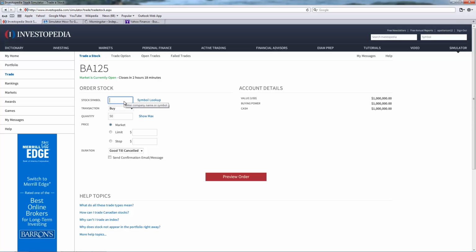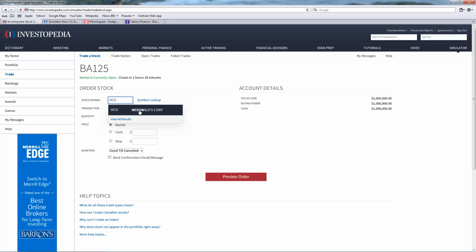Okay? Looking up a symbol, you could do a symbol lookup here and it'll pop up a new screen and you can look up companies. Or you could just populate this box here. So if I want to buy McDonald's, I have to make sure I put the stock symbol, not the company name. This is the stock symbol on the left. It's usually three to four letters. On the right is the company name.